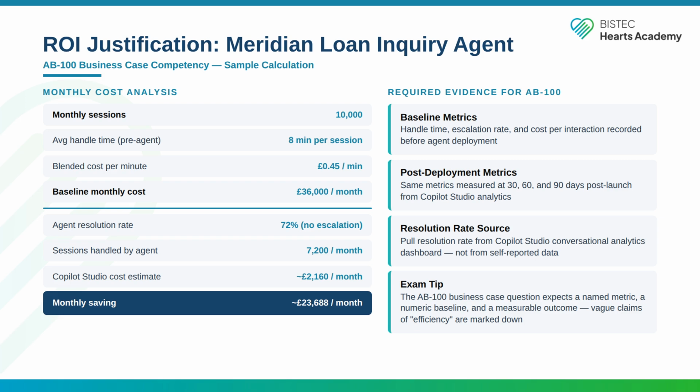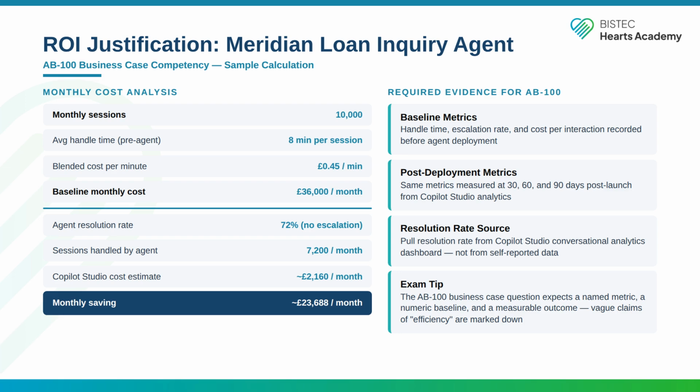The AB 100 business case question expects 4 elements: a named baseline metric, a numeric value for that metric, a post-deployment measurement source, and a measurable outcome expressed as a specific number. Saying the agent improved efficiency does not satisfy the competency. Saying the agent reduced average handle time from 8 minutes to 24 minutes for the 72% of sessions it resolved, producing a monthly saving of £23,688 does. The required evidence for the AB 100 business case has 4 components.